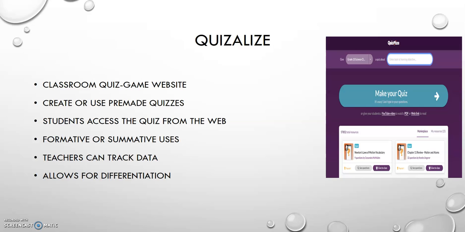Quizalize is a classroom quiz game. It is a website. It's also an app that can be downloaded. Teachers can create or use pre-made quizzes. So you can create your own, or they do have a searchable library. Students can access the quiz from the web, so they just have to be connected. It allows for formative and summative uses. Teachers can track data, and it allows for differentiation as teachers use the data that they've been tracking to make quick decisions.